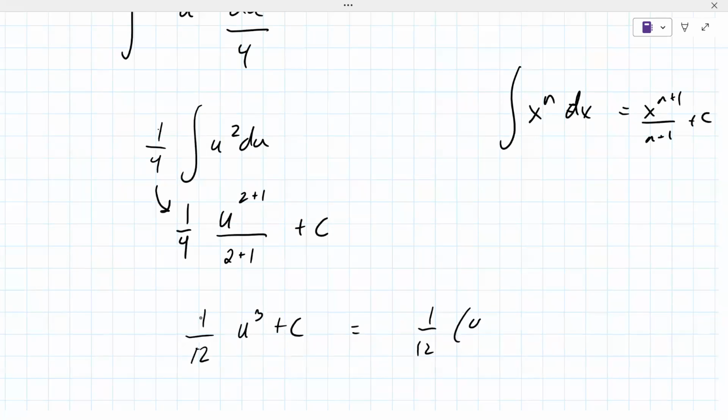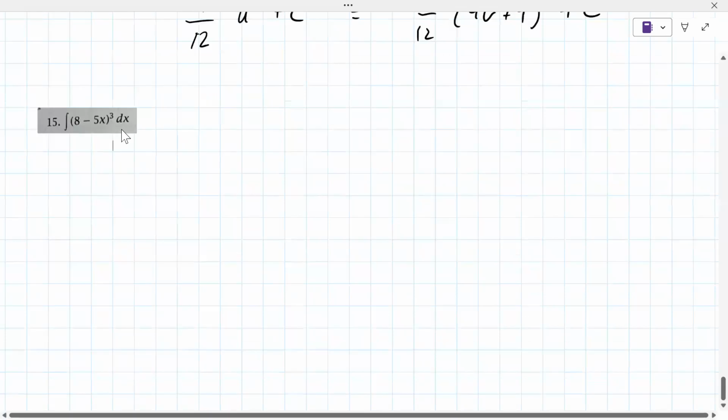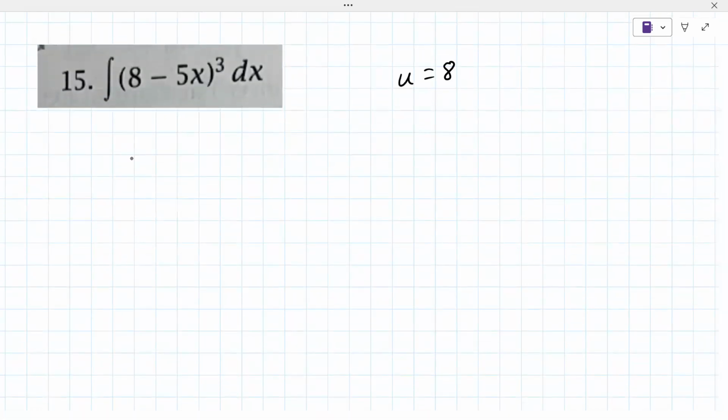All right. So is your final answer 1/12 times 4v plus 9 cubed plus c? Yes. All right. Why don't you try 15 on your own? But before you do, can you tell me what the u-substitution is? 8 minus 5x. You got it. All right.